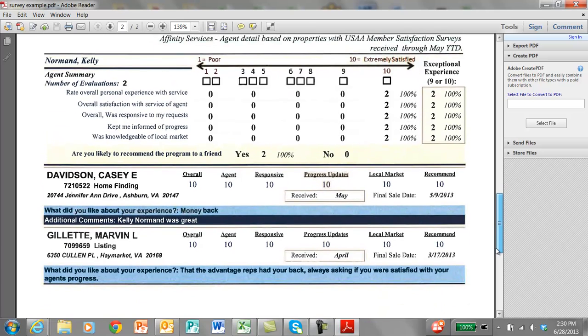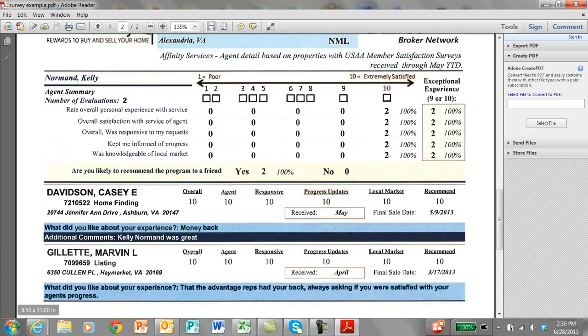So if we've got multiple returns, we have multiple returns here for Kelly Norman. Kelly Norman's doing great. You can see the summary of how she's doing. So when the questions are asked to rate the overall experience, 2 people, 100% of the time they say she's great. Their satisfaction with the agent, 100%, she's great. She's responsive, 100%. Yep, she's great. Kept me informed of the progress. Yep, she's great. Knowledgeable of the market. Yep, she's great.